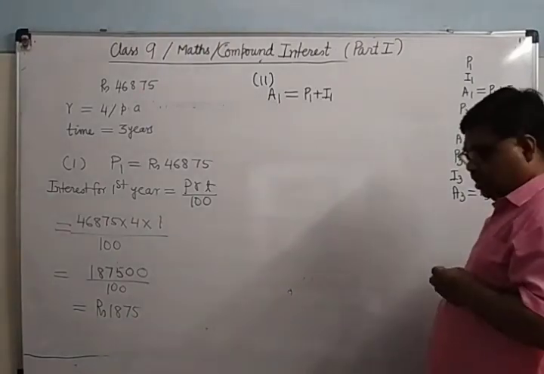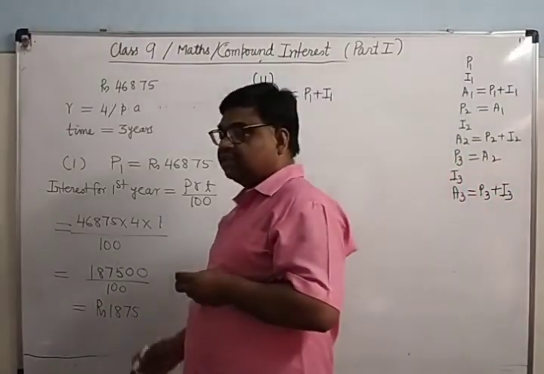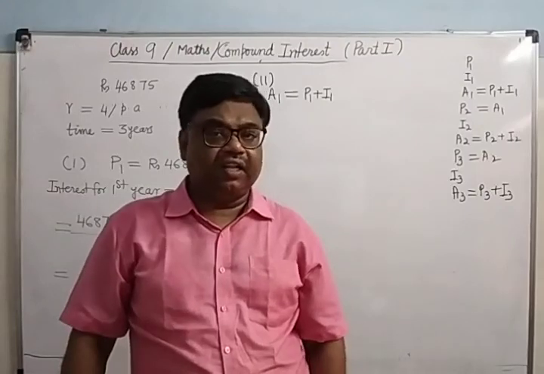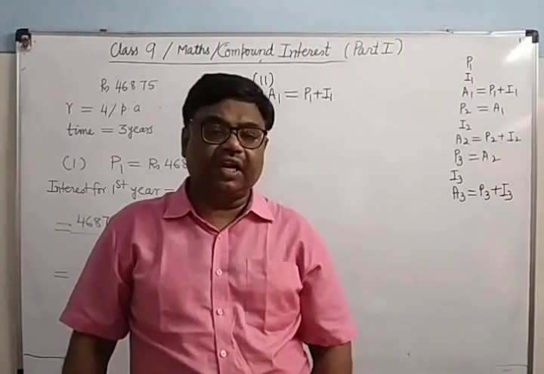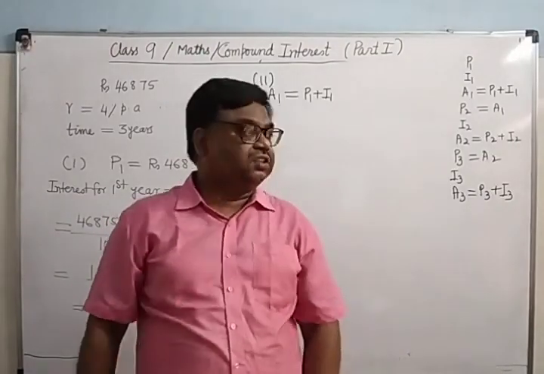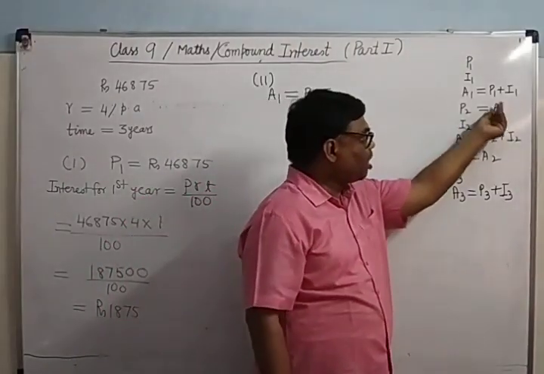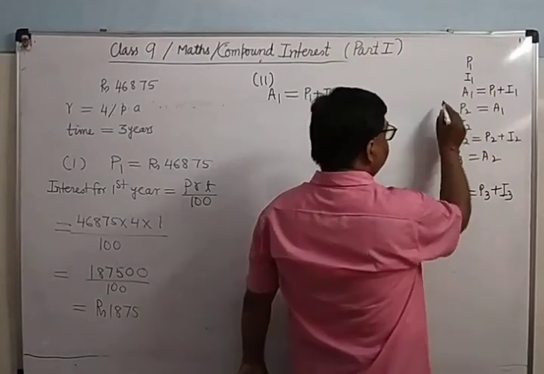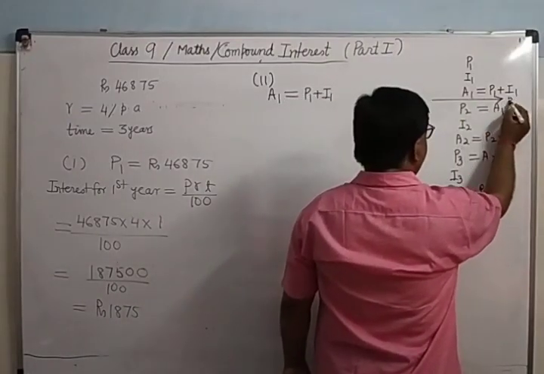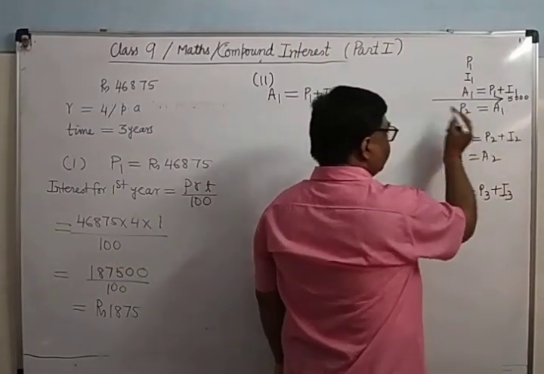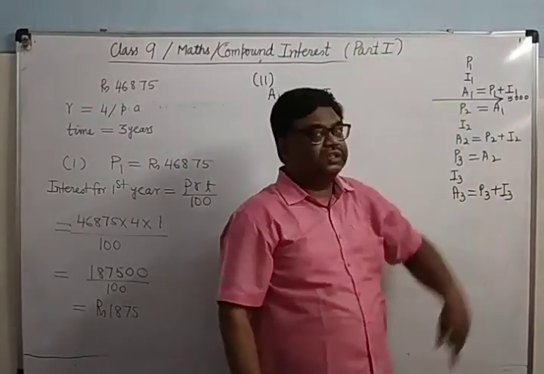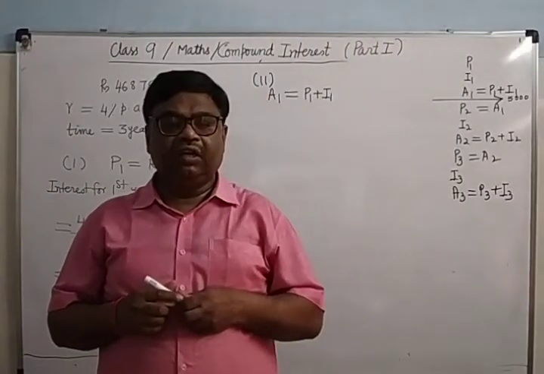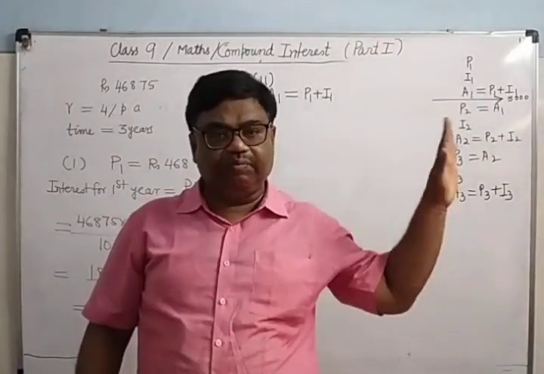But here nothing has been returned at the end of any year. Suppose we return 5,000 after the end of the first year, then P2 will be A1 minus 5,000. It's clear? But here nothing is returned, so it will be like this.